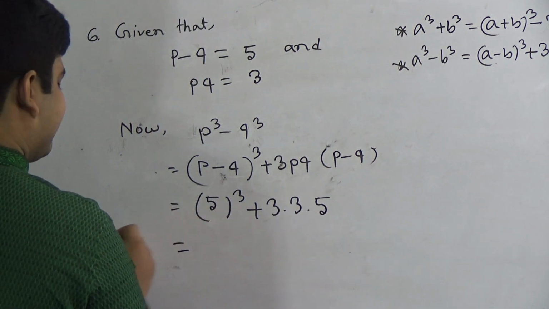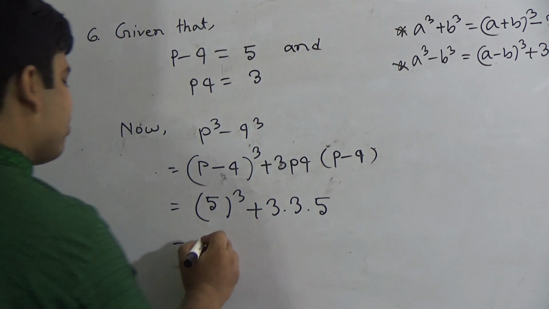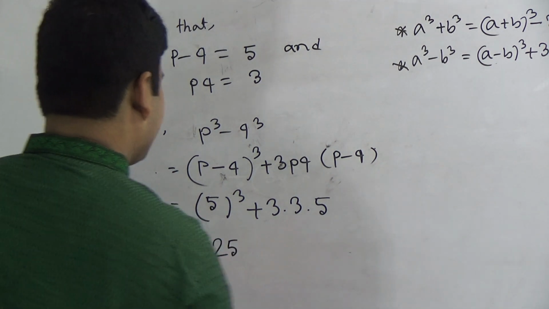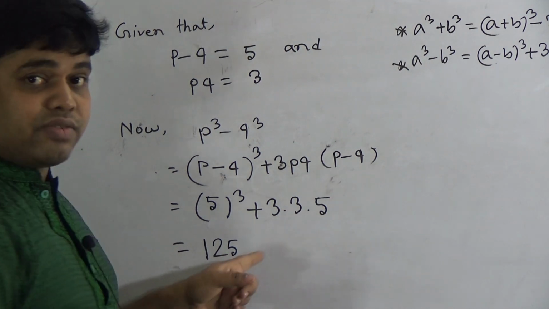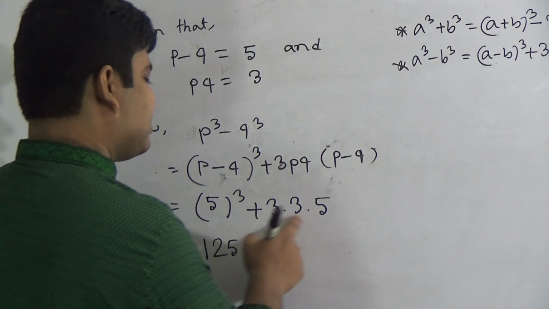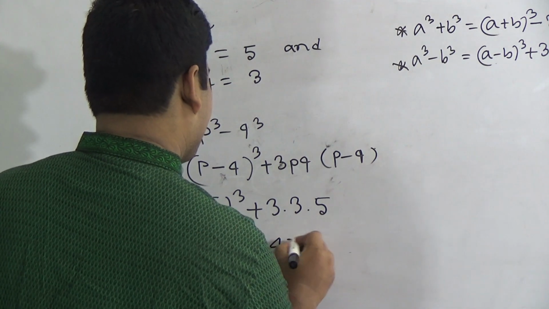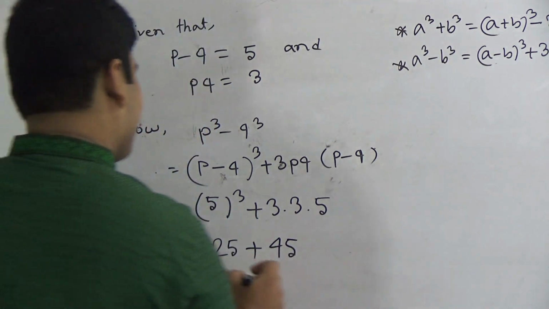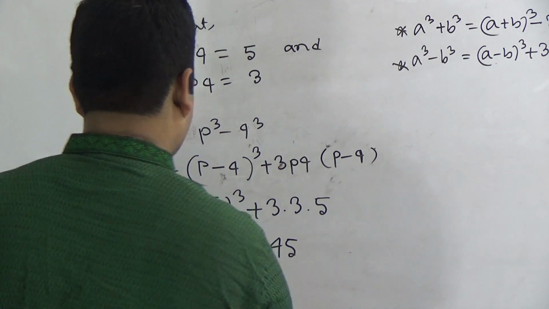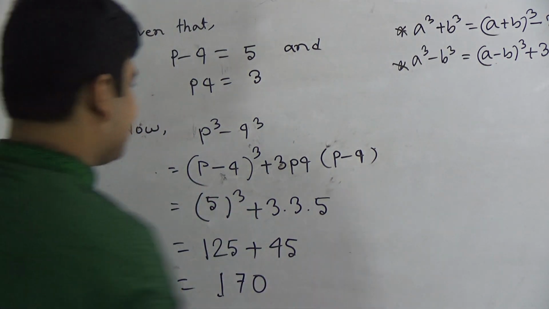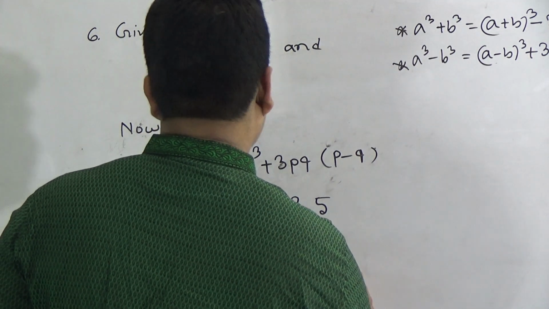5 fives are 25, 25 fives are 125. That means when we multiply 5 three times, we get 125. Plus 3 threes are 9, 9 fives are 45. We do addition: 5 plus 5 is 10, carrying 1, 4 plus 2 is 6 plus 1 is 7, and 1. So 170 is the answer of question number 6.